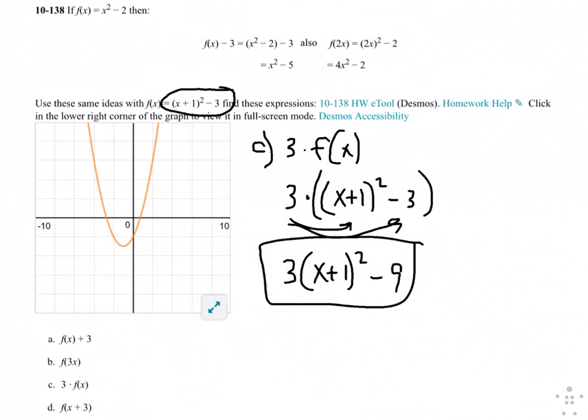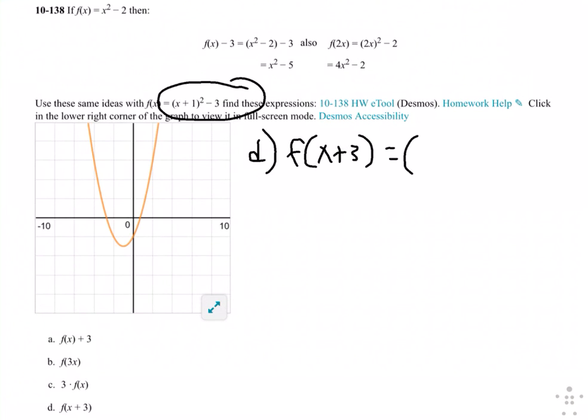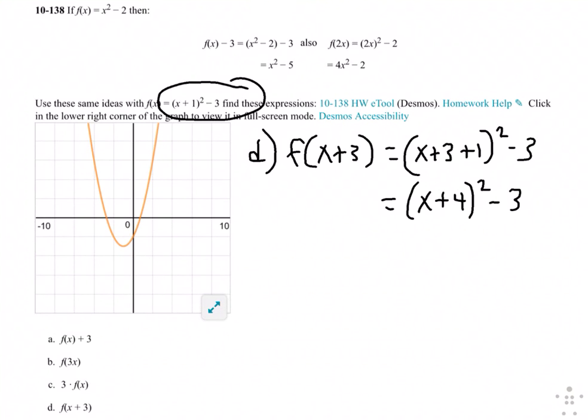And then D, let me make some space. D is f of x plus 3. So that would be, again, we're substituting in x plus 3 wherever we see an x. So that would be x plus 3 plus 1 squared minus 3. So that would be x plus 4 squared minus 3. And that syncs up with the way the answers are in the guide.